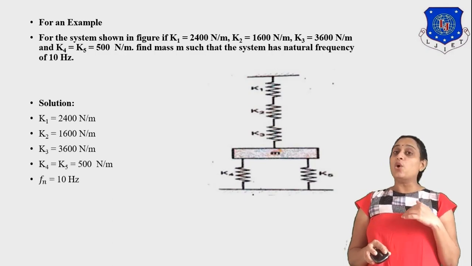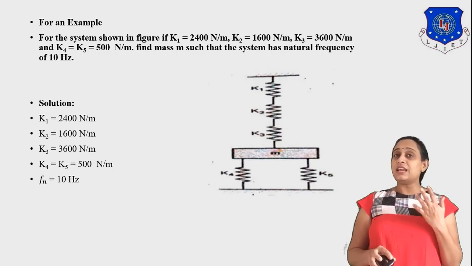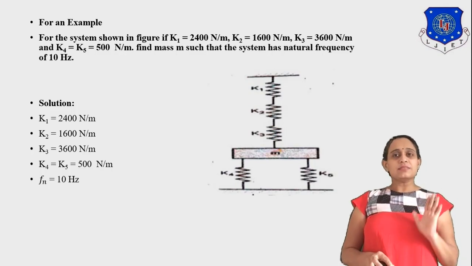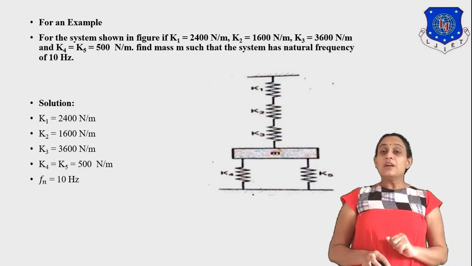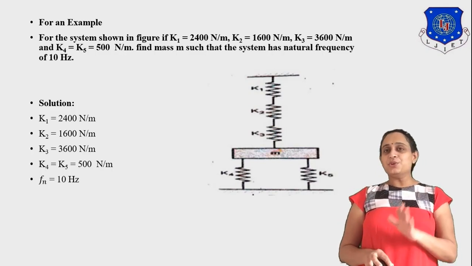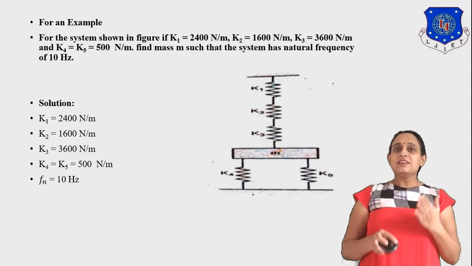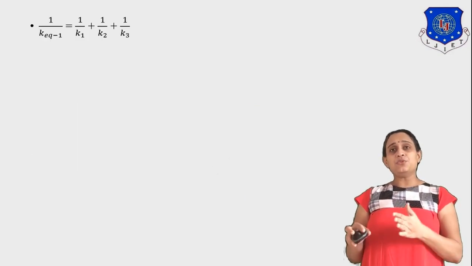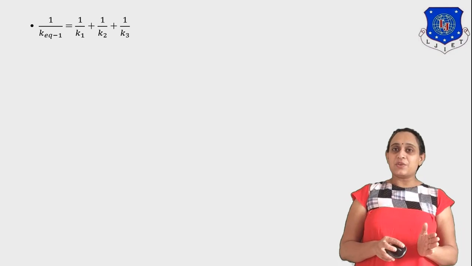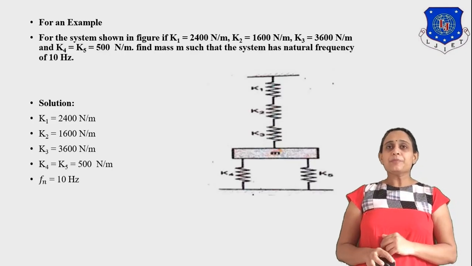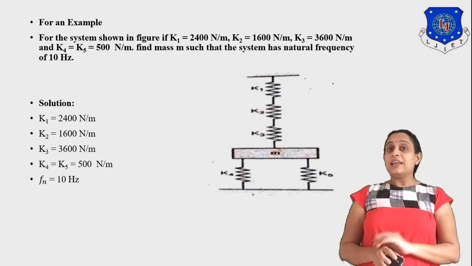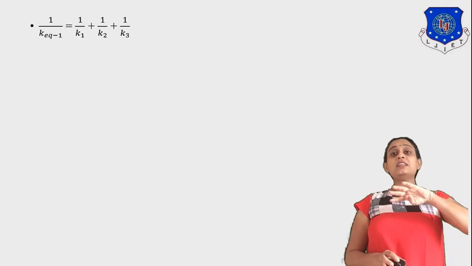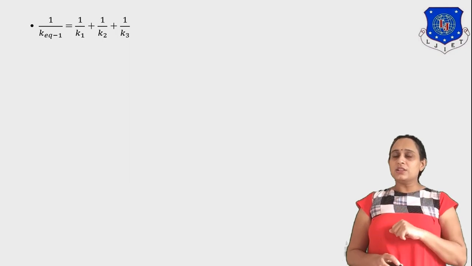Now, students, we have already studied the natural frequency equation. Okay. So, now let us put the values. What is K1? 2400 Newton per meter. What is K2? 1600 Newton per meter. What is K3? 3600 Newton per meter. K4 is equal to K5 is equal to 500 Newton per meter and frequency 10 Hertz. Okay. Now first of all, if you see in our diagram, K1, K2, K3 are in series. Okay. So let us solve this equation.